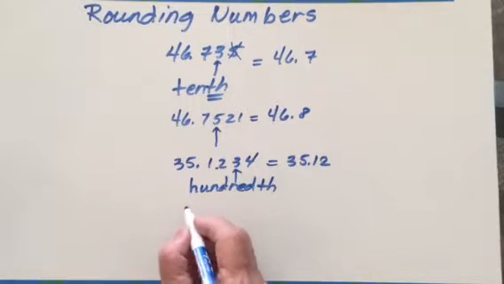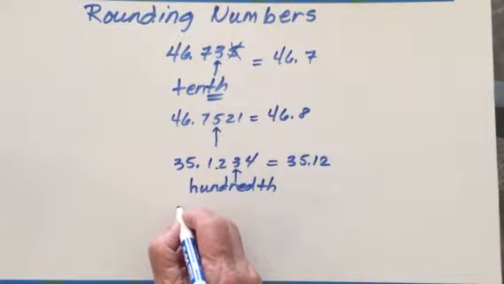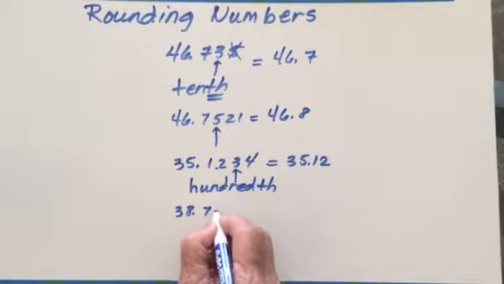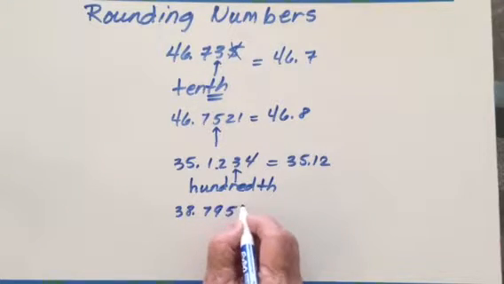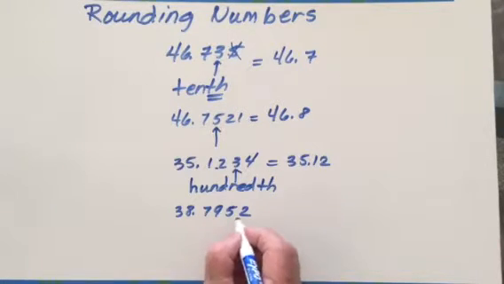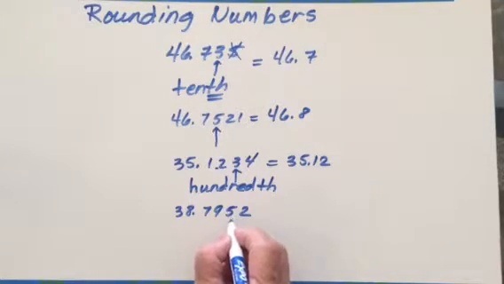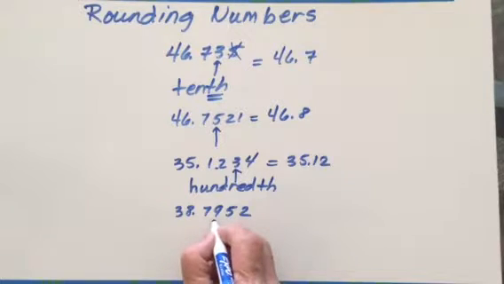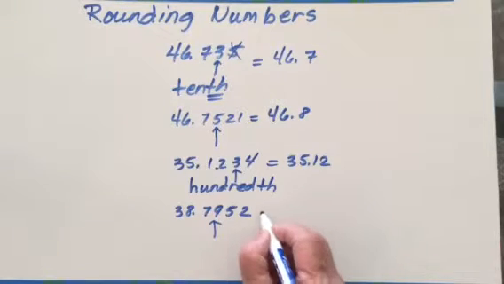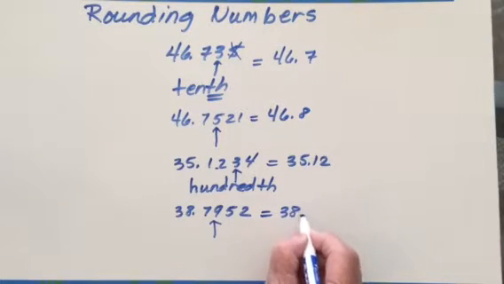All right, how about if I would say 38.7952, and I ask you to round it off to the nearest tenth. Well, again, you're going to look at the hundredth place. To the nearest tenth, this is a 5 or more. This will make this go up to an 8, so that will equal 38.8.